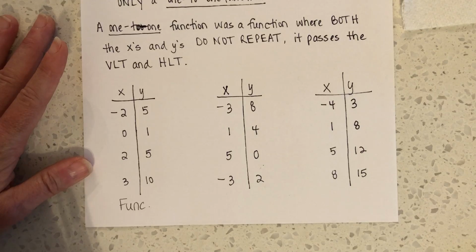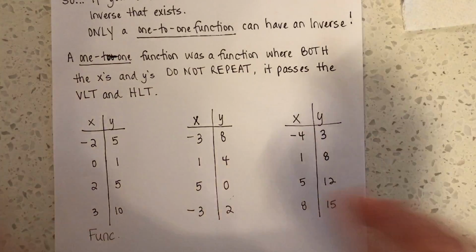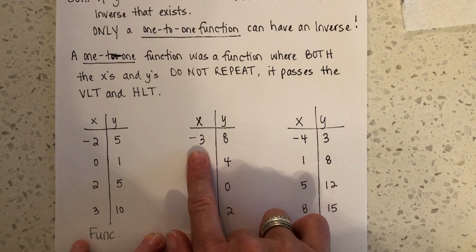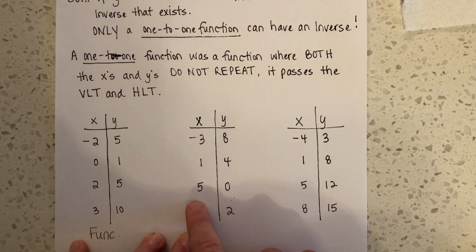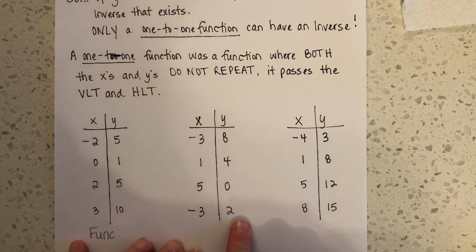So that's why we want it to be 1-to-1. All right, look here. Look at these x and y values. When -3 goes in, 8 came out. When 1 went in, 4 came out. When 5 went in, 0 came out. -3 goes back in, and now a 2 comes out.